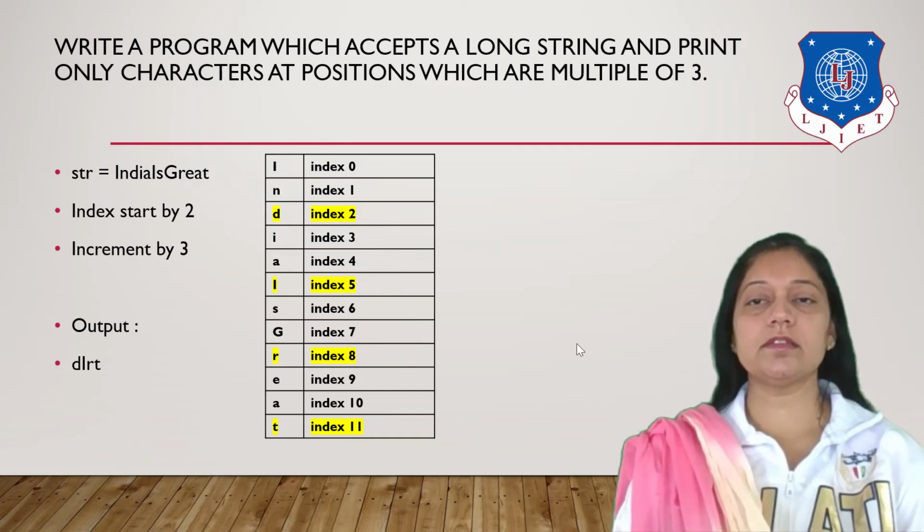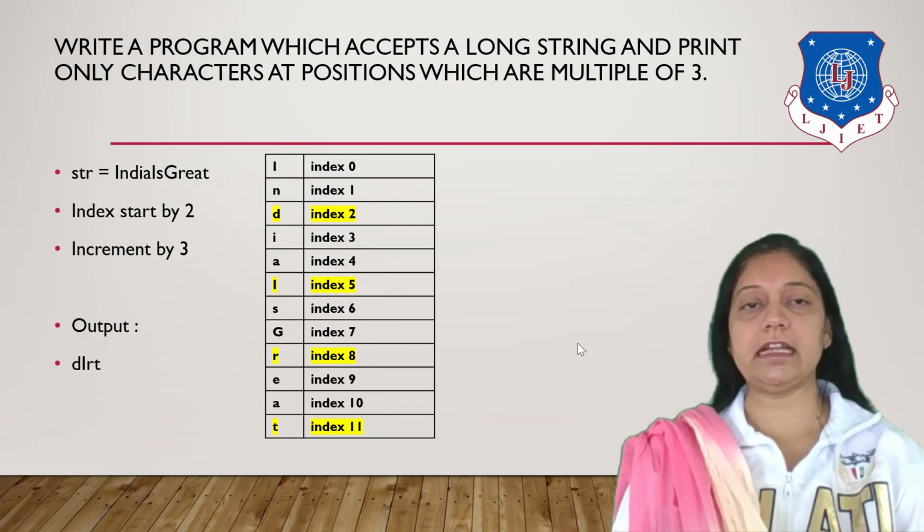What I want to do is display all the characters which are at a position that is a multiple of 3. I should display the character which is at the third position. For the third position the index would be 2. You can see it highlighted in yellow color. So D should be printed.